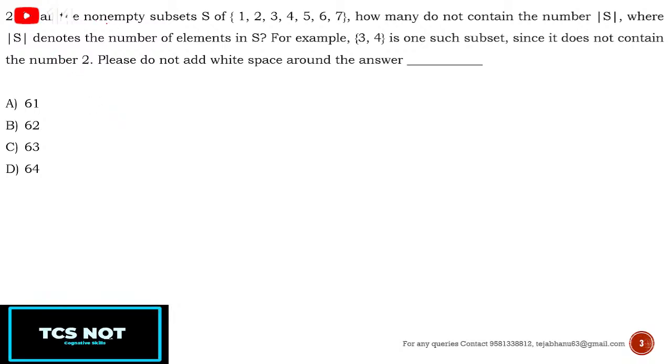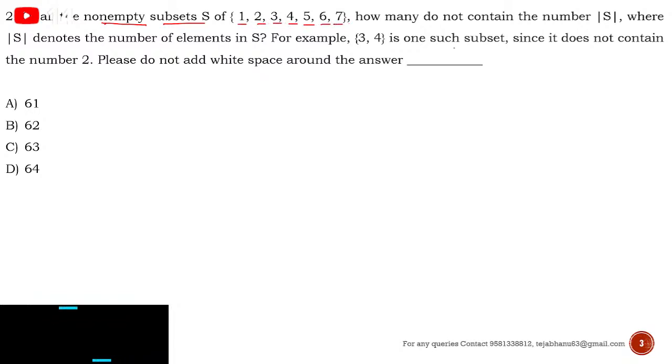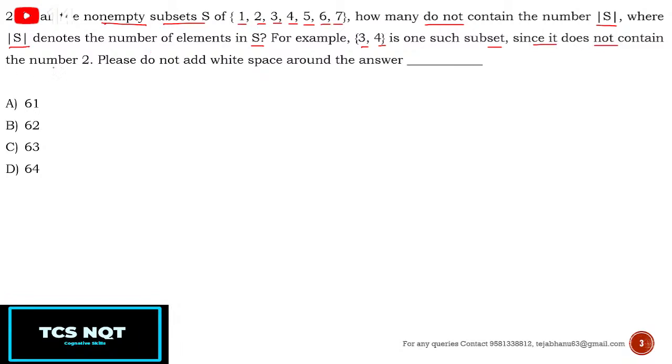Of all the non-empty subsets of S, that is 1, 2, 3, 4, 5, 6, 7. This is a question from sets and relations. How many do not contain the number s, where s denotes the number of elements in S? For example, {3, 4} is one subset since it does not contain the number 2.